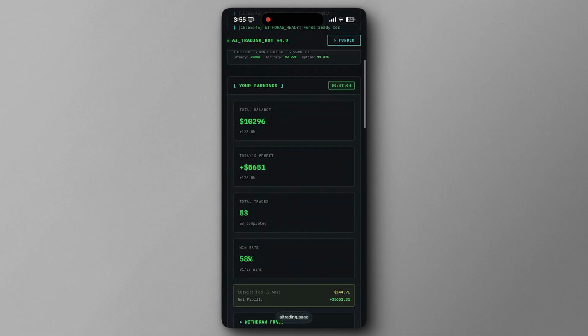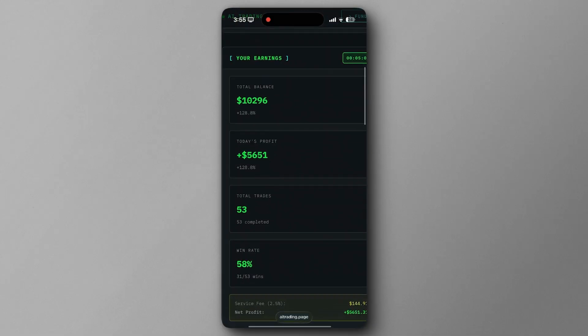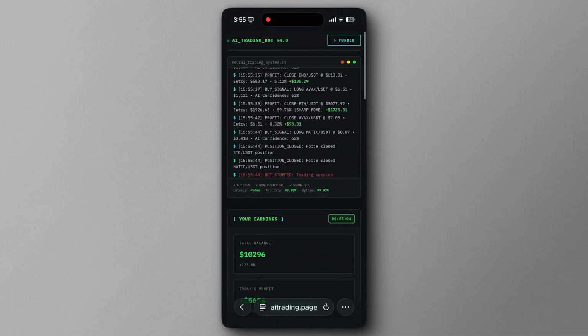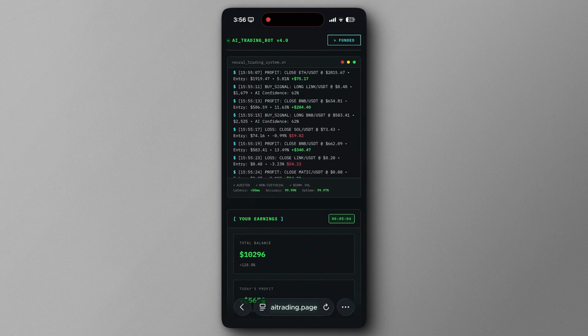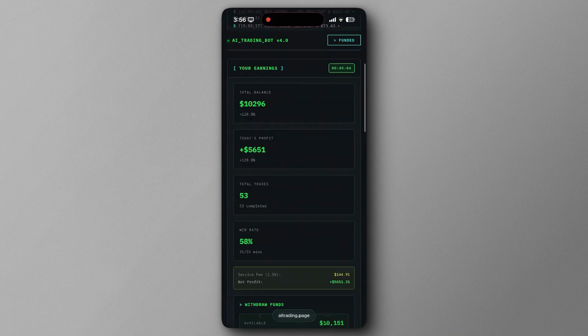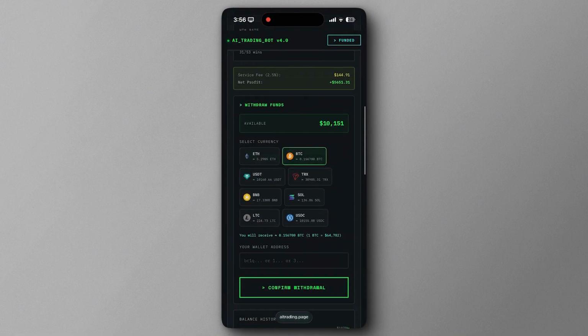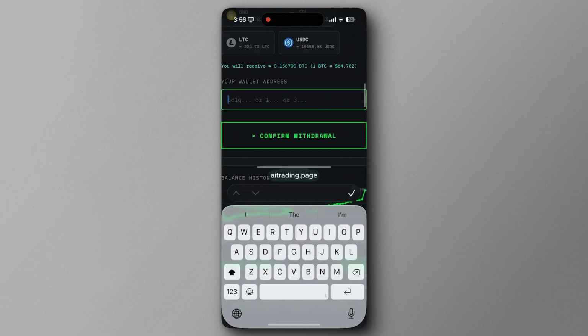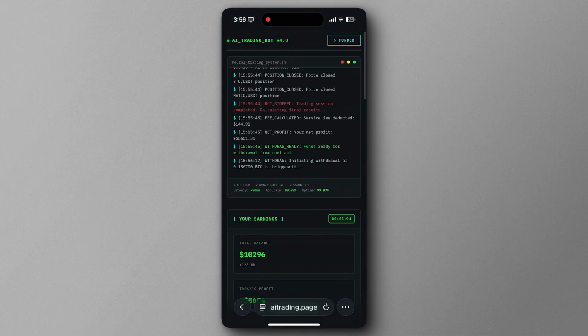So there's total balance, profit for the session, trade count, win rate percentage, total runtime, and execution log. Full sequence of every trade the system made with the detail and reasoning behind each one. So, withdrawal. Here I select a token and add my receiving address. Okay, protocols picked it up, a few minutes to clear.